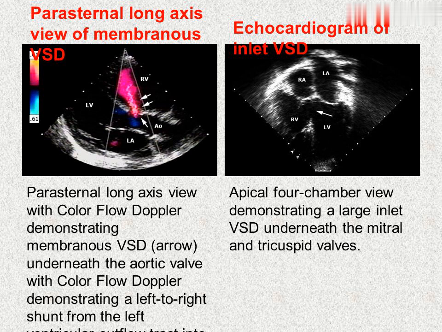Echocardiogram of inlet VSD. Parasternal long-axis view with color flow Doppler demonstrating membranous VSD, arrow, underneath the aortic valve, with color flow Doppler demonstrating a left-to-right shunt from the left ventricular outflow tract into the right ventricle, double arrow. Apical four-chamber view demonstrating a large inlet VSD underneath the mitral and tricuspid valves.